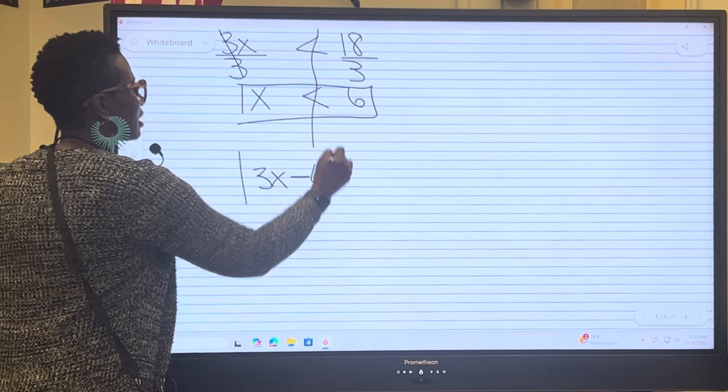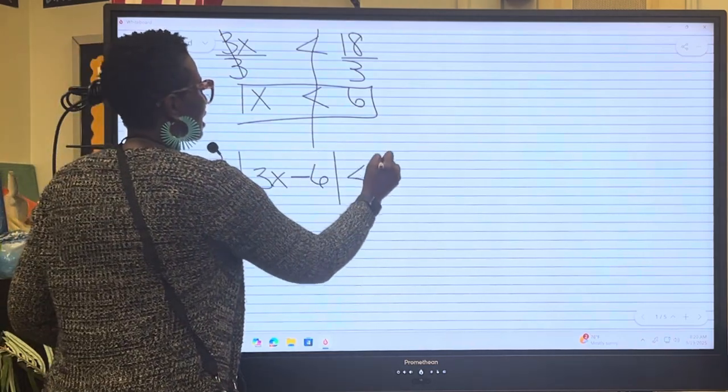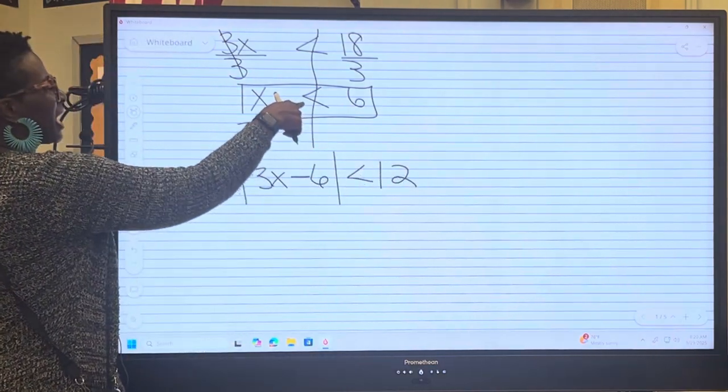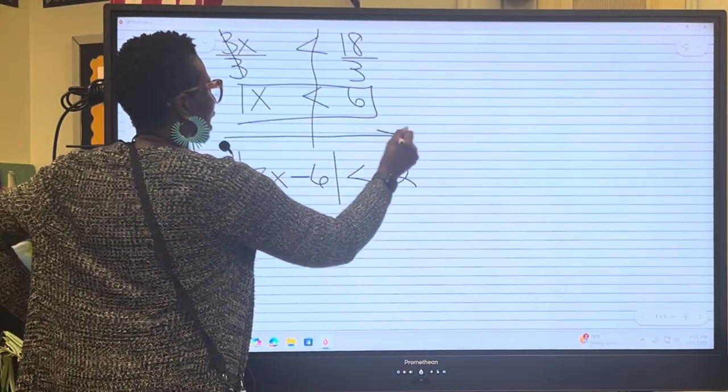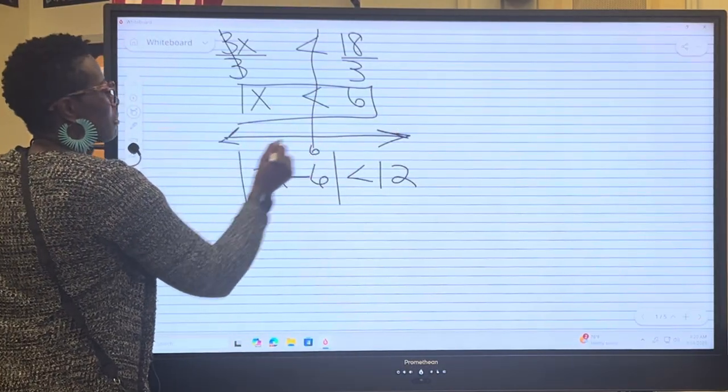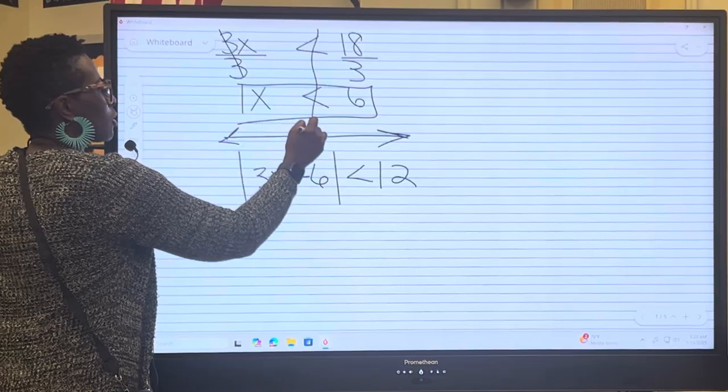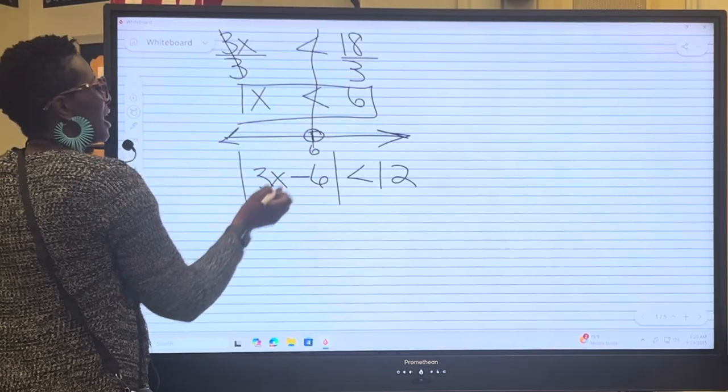So we had the absolute value of 3x minus 6 is less than 12. And we're saying any number less than 6 is going to be a solution. Well, here's that number line. Put a 6 in the middle. Open circle or closed circle? Open. And it says less than.